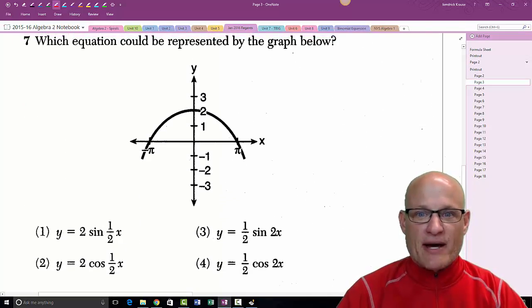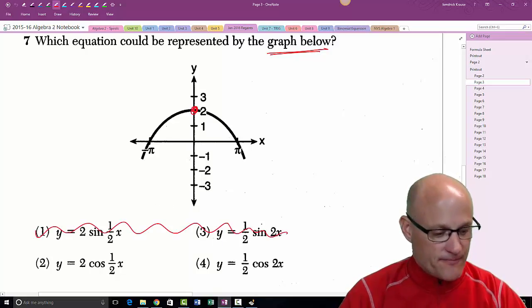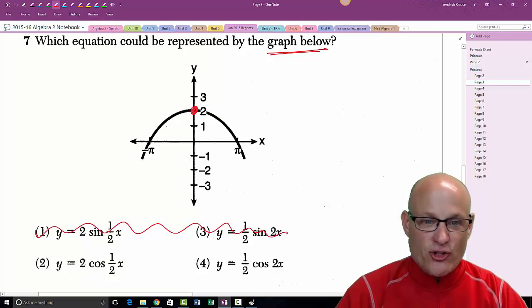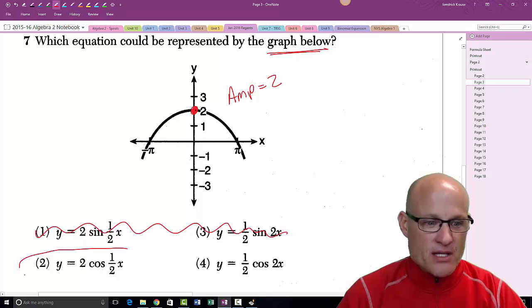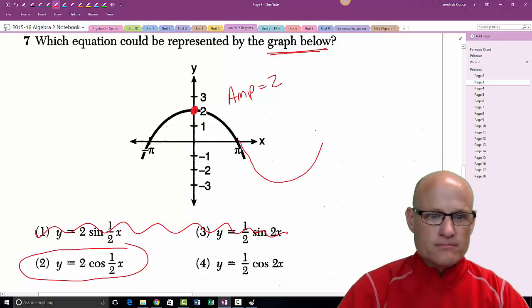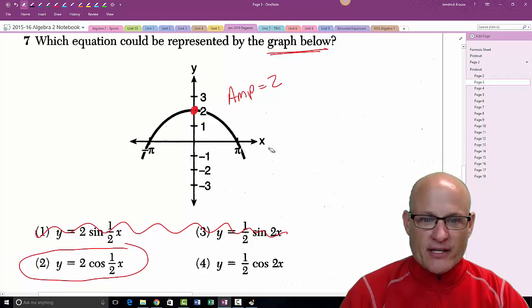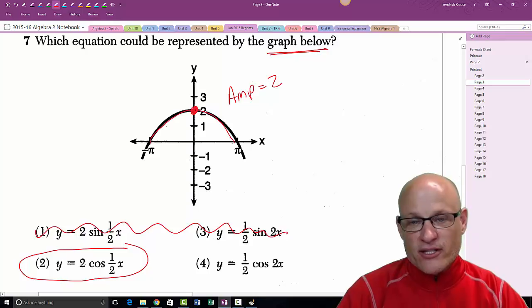Which equation could be represented by the graph below? Now, since it starts at a maximum, it's got to be a cosine curve. So I'm going to guess right now it's probably one of these. Since it starts at 2, that means the amplitude is equal to 2, probably, which would make it this one. The other thing is it finishes only half of a curve in 2 pi.